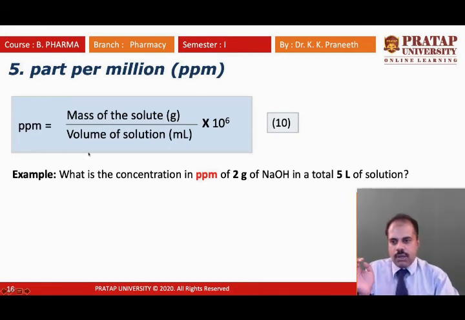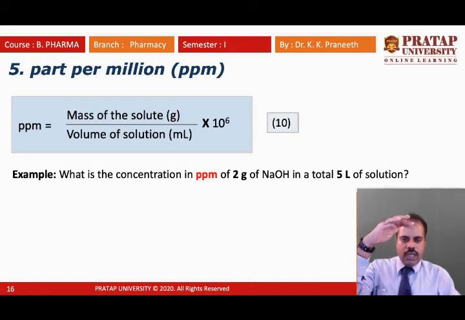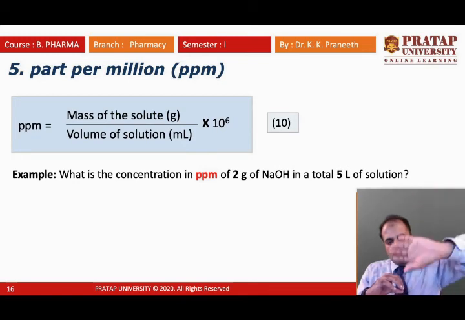So let's see an example of how to calculate parts per million of any chemical using this formula. In this example, the question is: what is the concentration in ppm of 2 grams of sodium hydroxide? So what is given? 2 grams of sodium hydroxide, and the total volume of solution is 5 liters. In the 5 liter flask, 2 grams of sodium hydroxide is there. The total volume is 5 liters means 2 grams of sodium hydroxide plus slowly added water, up to 5 liters, and then dissolve the sodium hydroxide.